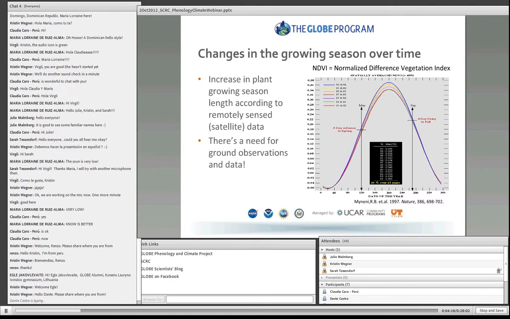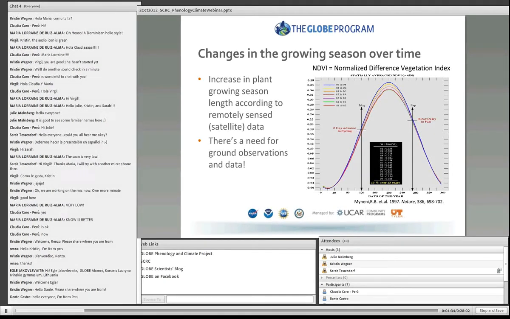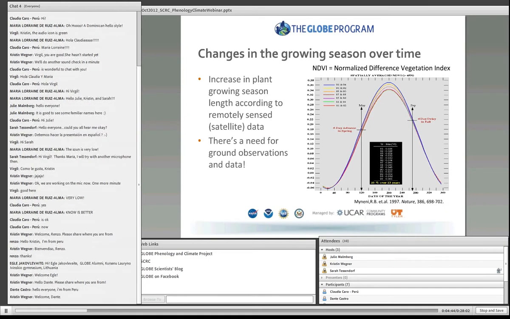And what we're seeing in this data is not only is the greenness factor getting higher during the peak of summertime, but the start of the growing season is roughly about 6 days earlier, and the end of the growing season is roughly 4 days later. So this is indicating that over time, the growing season is getting longer, but this is based on satellite data. And so there's a real need for observations on the ground, and this is where Globe can really help.